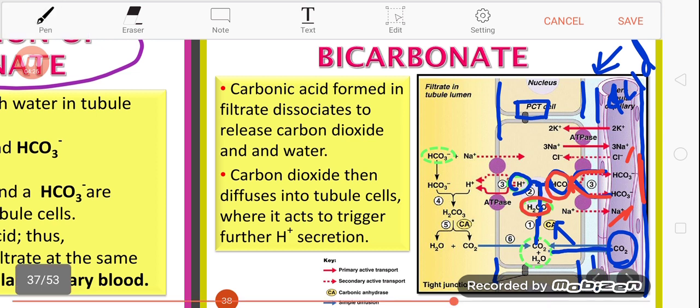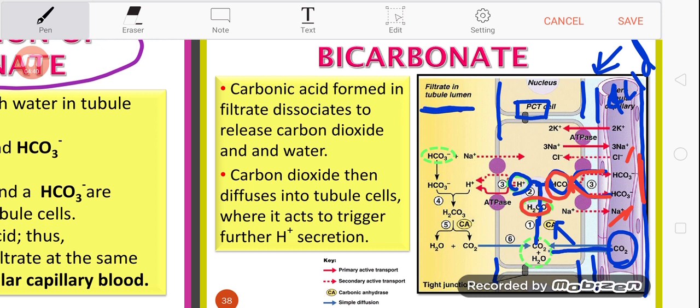What is the story for the rest? Hydrogen ion. This hydrogen ion will be excreted, or transported, into the tubule lumen here by primary active transport or secondary active transport. Transportation of this H plus needs energy, by transporting other molecules or by using energy, ATP.